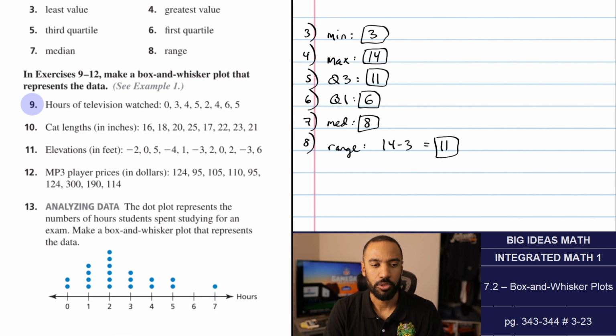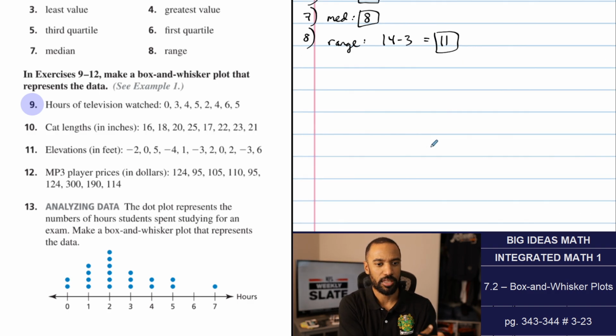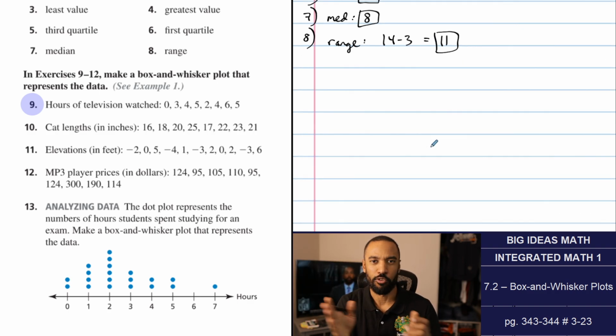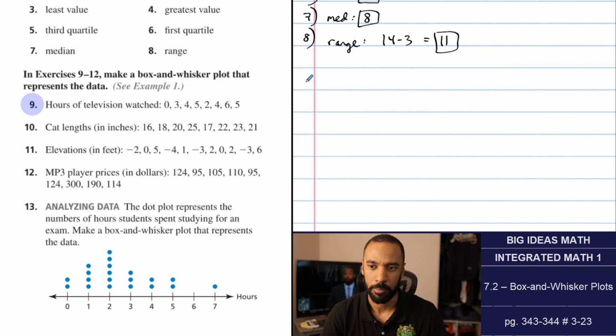Okay, exercises 9 through 12, make a box and whisker plot that represents the data. So now we have to do this here. Based on the numbers, I will try my best to form kind of like an even spread of number lines. I'm going to use my line tool to just draw the line to begin with. But hours of television watched. So I'm going to write out the list.